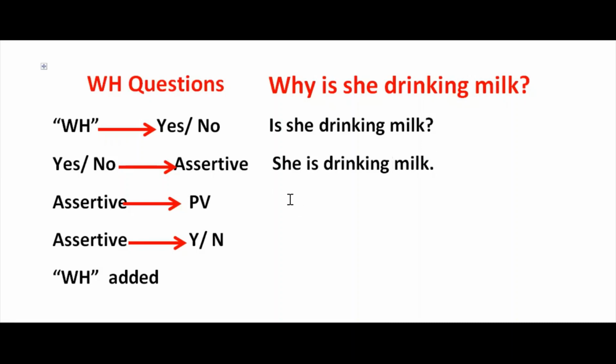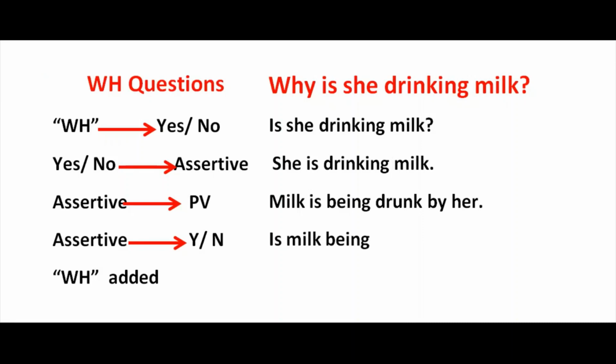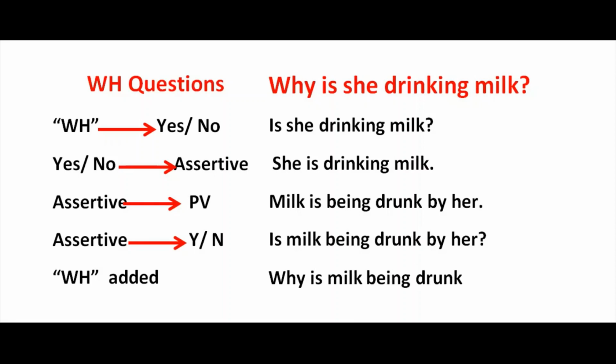And this sentence to be changed into passive voice. So passive voice begins with the object, that is milk. Is drinking becomes is being drunk by her. Now this to be changed into yes or no question. So B form at the beginning. Is milk being drunk by her? And now we need to add the WH word. Why is milk being drunk by her?